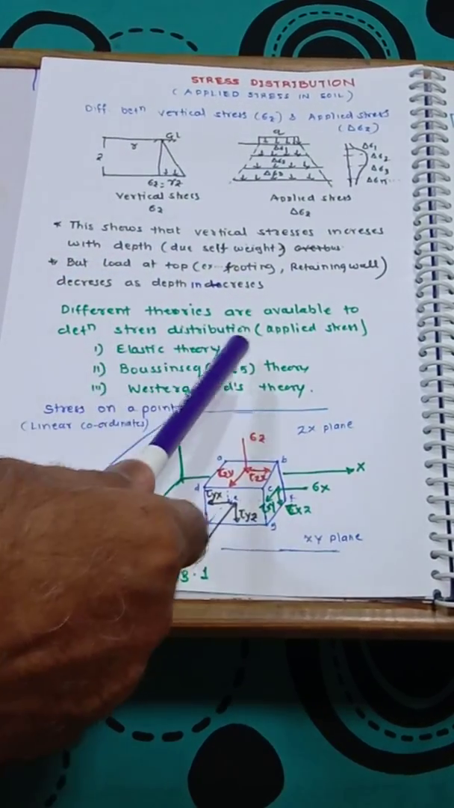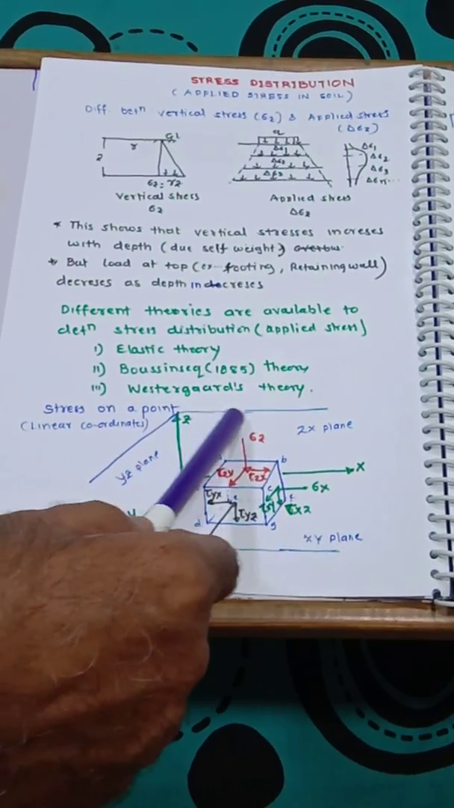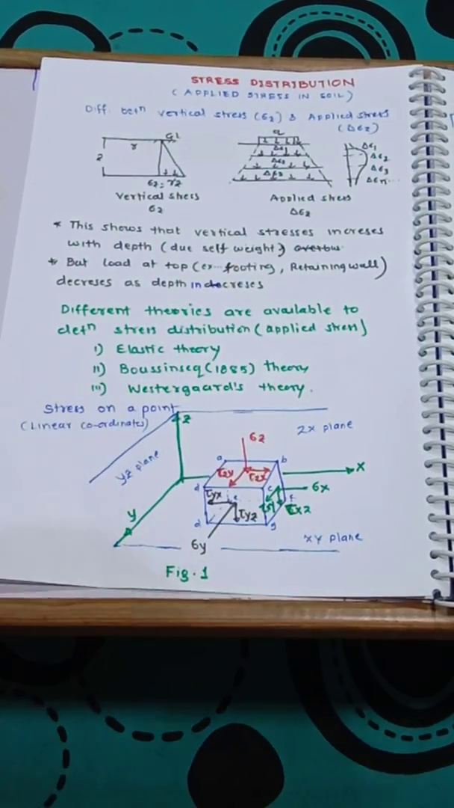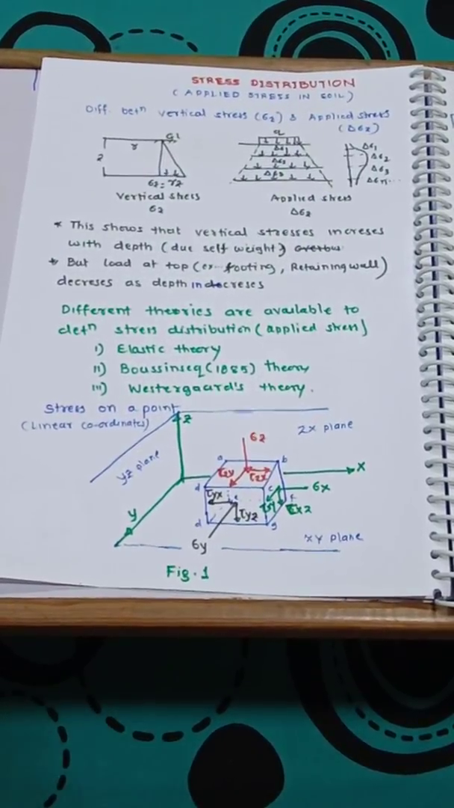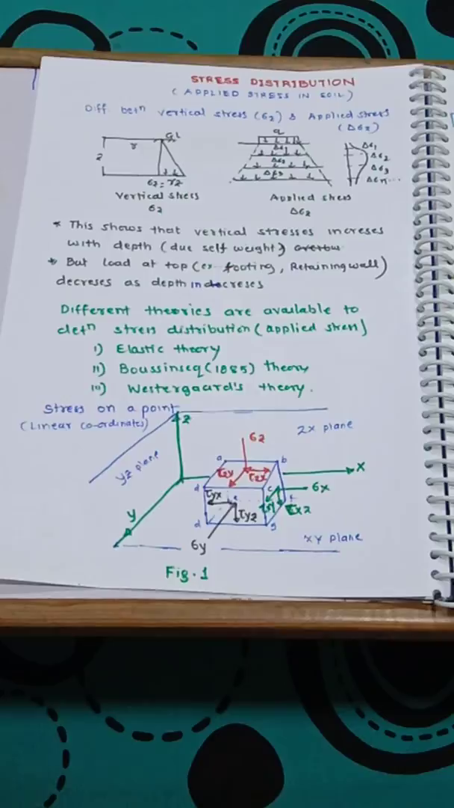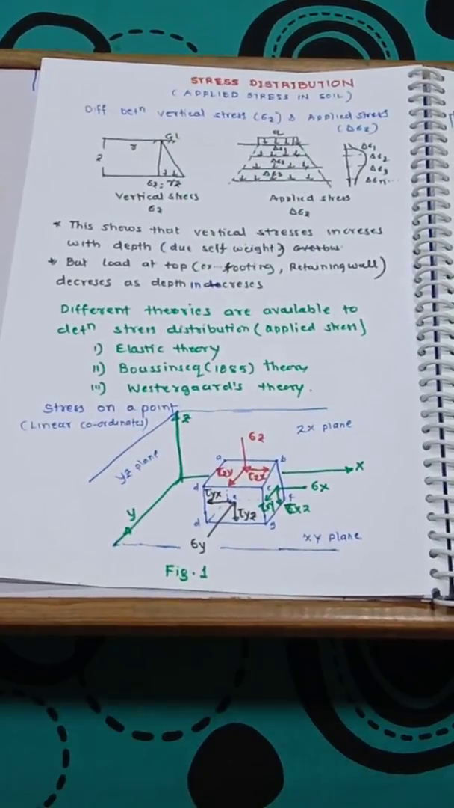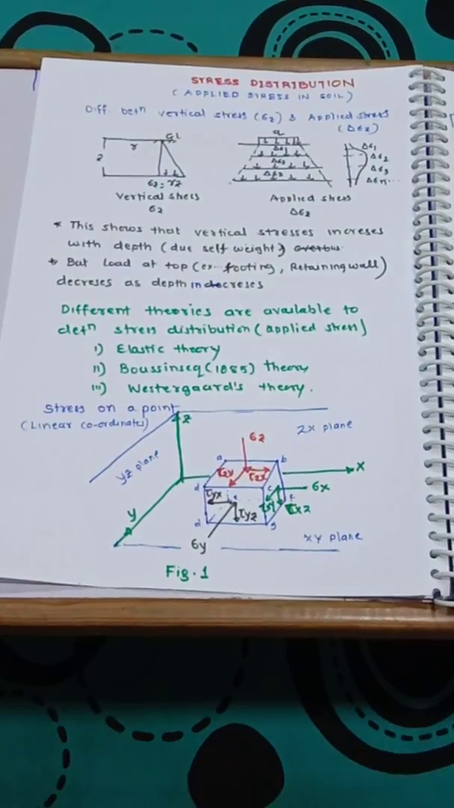That is called delta sigma. Elastic theory is there, Boussinesq theory is there, Westergaard theory. Boussinesq theory is the most widely used, particularly for foundations to determine the settlement. Westergaard theory is useful for a plate element, maybe like a pavement or even some of the raft.